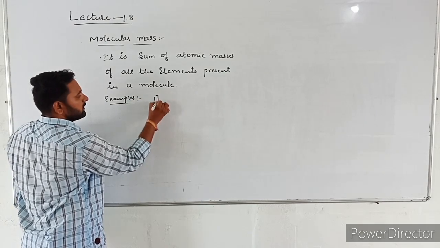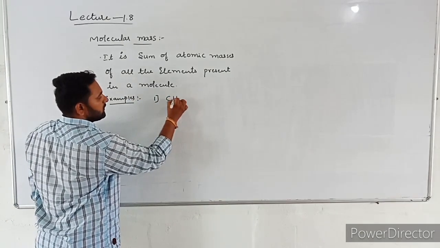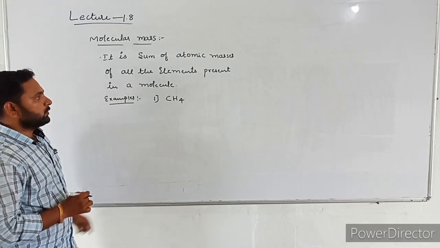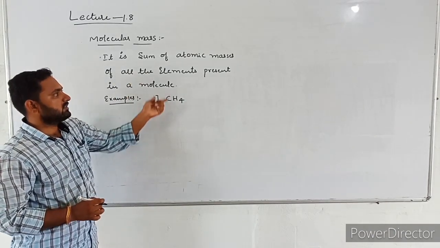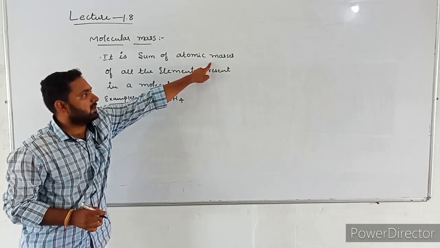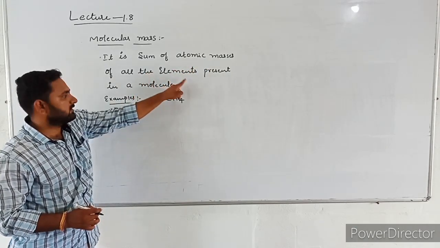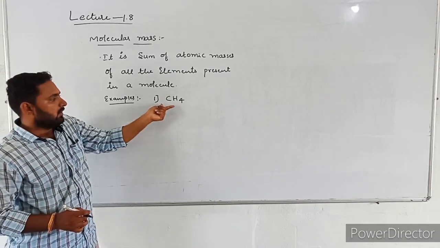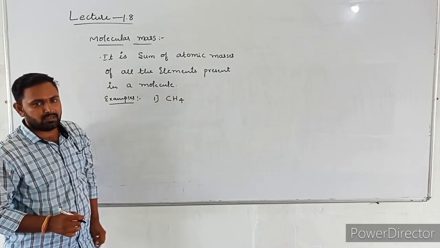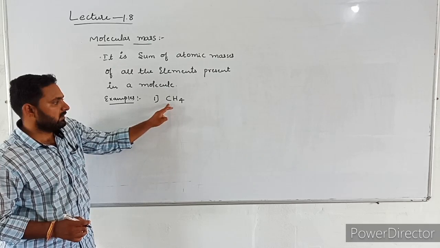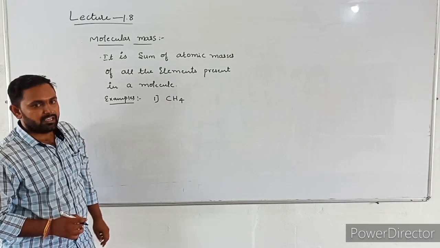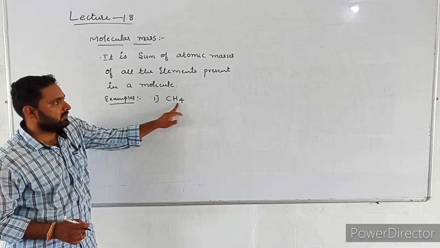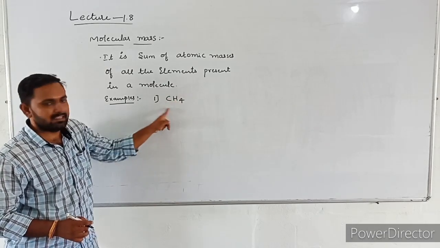First example, methane. Calculate molecular mass of this molecule. How to calculate molecular mass? Just we have to add atomic masses of all the elements present in the molecule. In this molecule, how many types of elements are present? Only two types. One is carbon, the other one is hydrogen. If you add atomic masses of carbon and hydrogen, you will get molecular mass of this molecule.